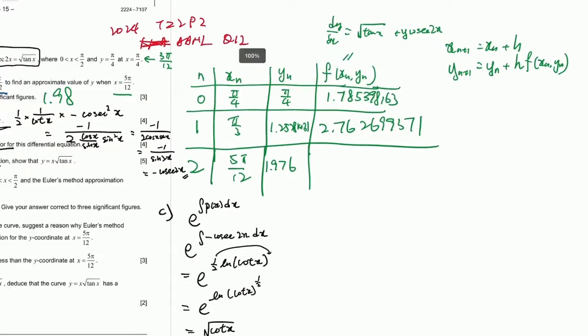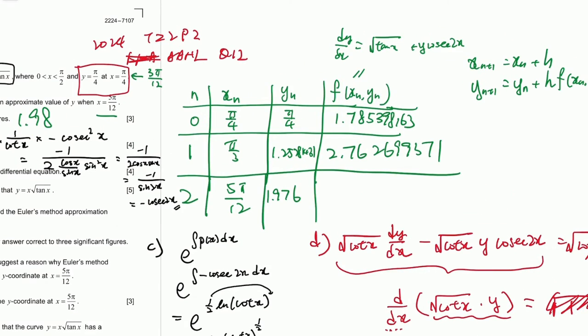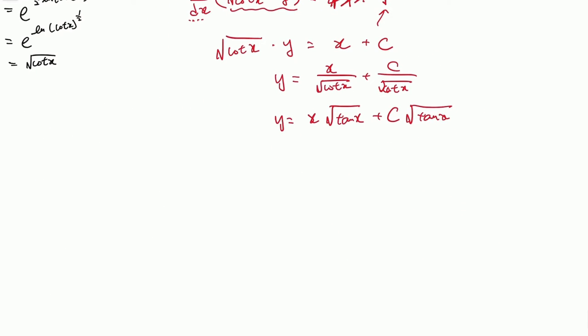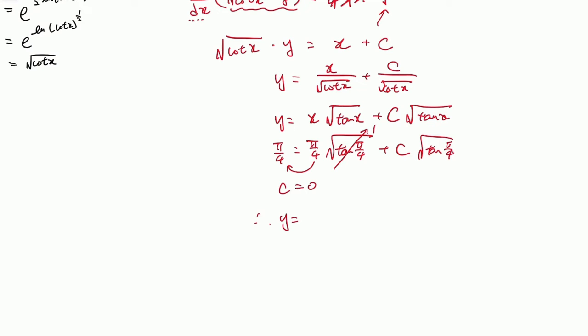Then we can find c. We know that when x is pi over 4, y is pi over 4. So we just sub it in. Tangent pi over 4 is 1. So this is 1. 1 times pi over 4 is pi over 4. You minus, you get 0. So c ends up to be 0. So that's why the function is really just x times root tangent x.